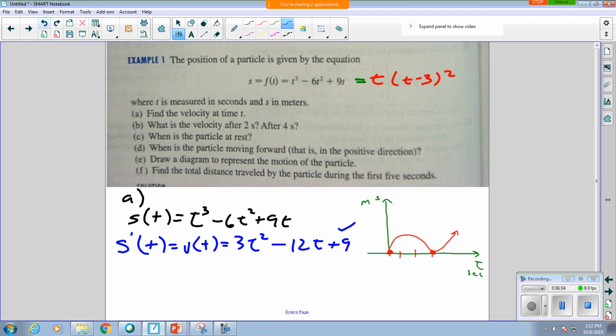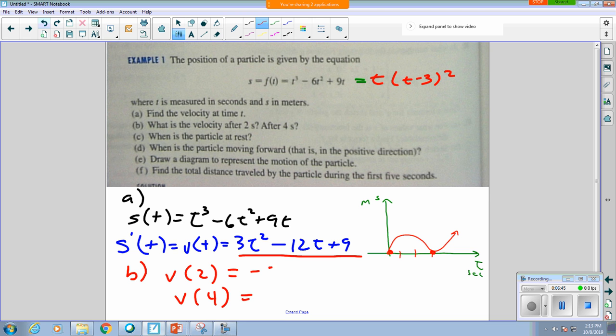Check it. Letter B says, what is the velocity after 2 seconds, after 4 seconds? Everybody, I would guess the velocity at 2 seconds is probably negative. I will guess the velocity after 4 seconds is probably positive. But that's a guess based on a really horrible graph, and why bother with that? We can go for B. I want V of 2, and I want V of 4. I literally just plug 2 in here, guys. I get 12 minus 24, negative 12 plus 9.